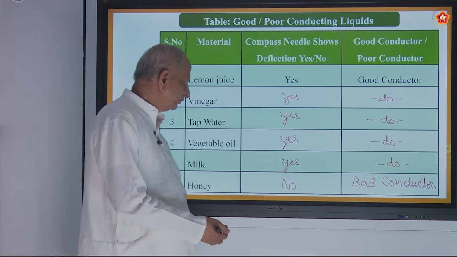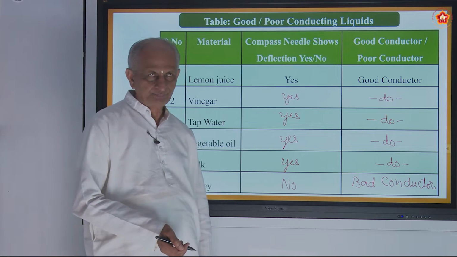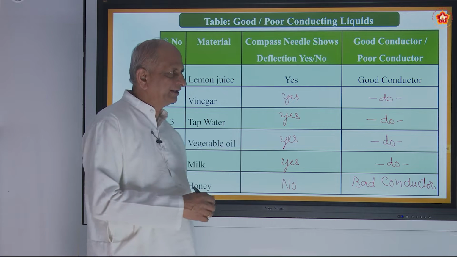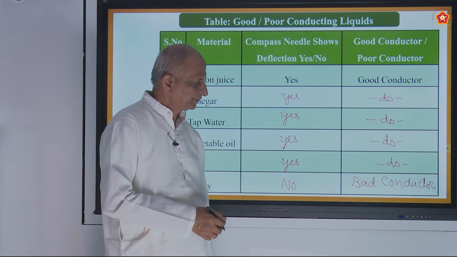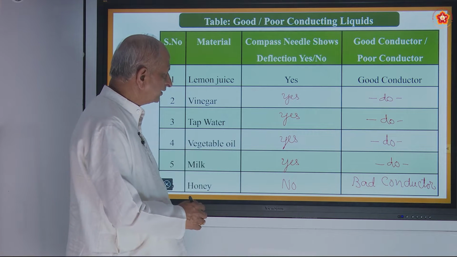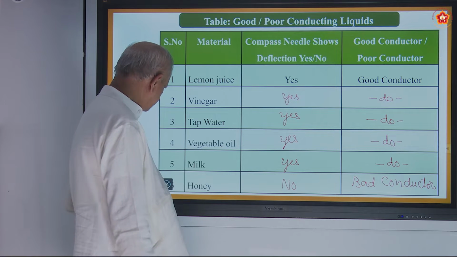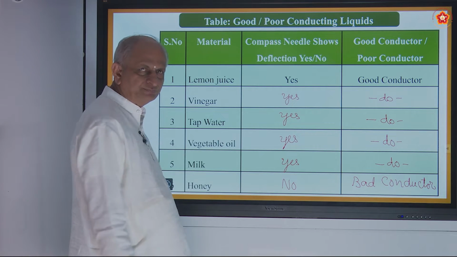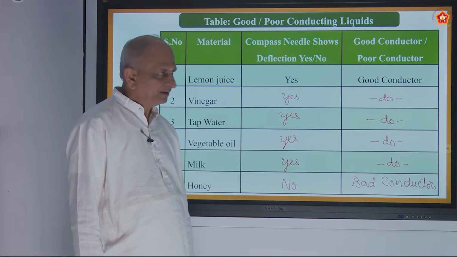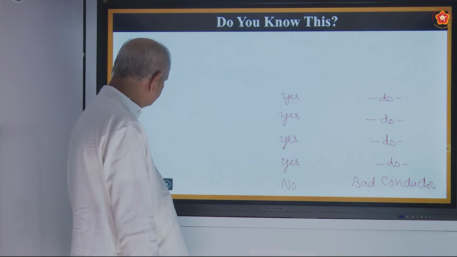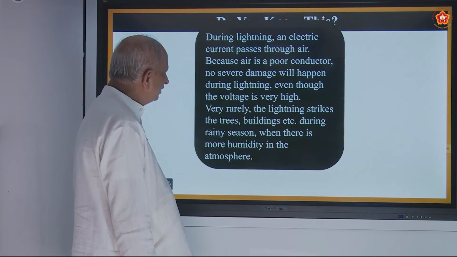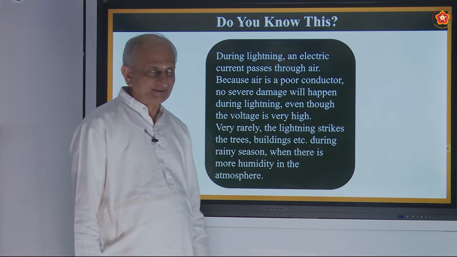In vegetable oil also, not so good. Whereas acids and bases and salts, they are very good conductors. Okay, so please note this down. Noted? Okay. Let us see some interesting things now.